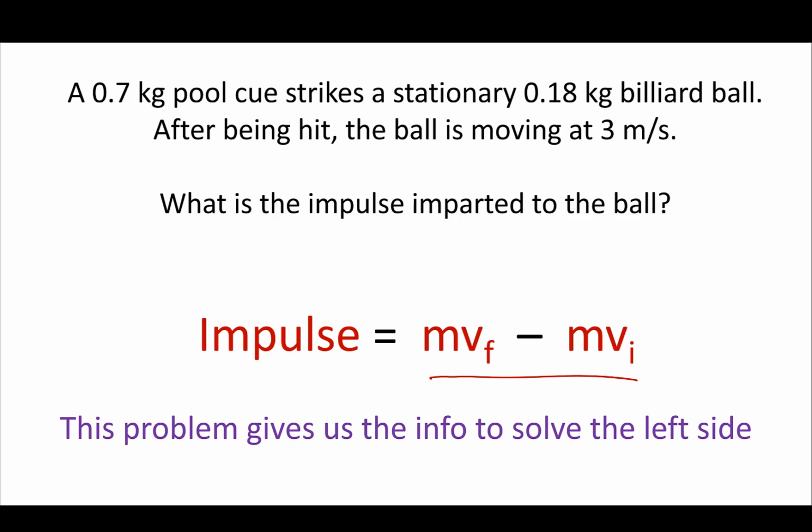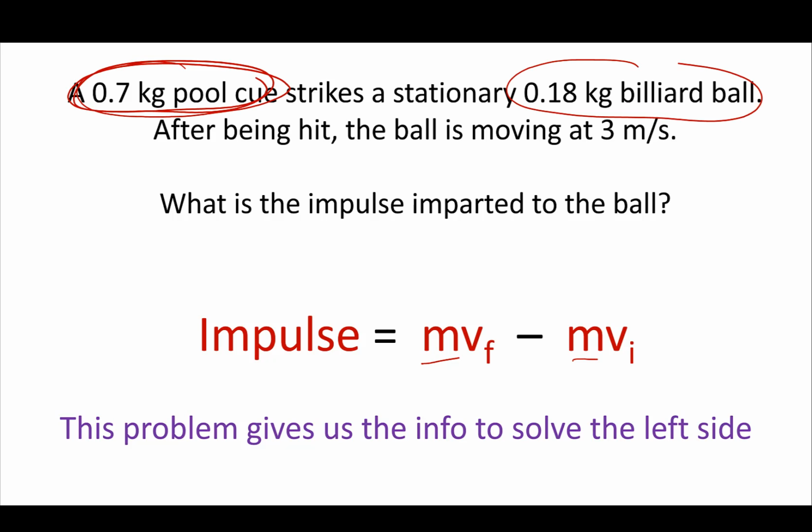Now, this can be a little bit tricky too, because this has mv, and the mass of what? Because we have two masses right here. We have the mass of the pool cue, and then we also have the mass of the pool ball, the billiard ball. And so we have to think a little bit about this problem. It says, what is the impulse imparted to the ball?